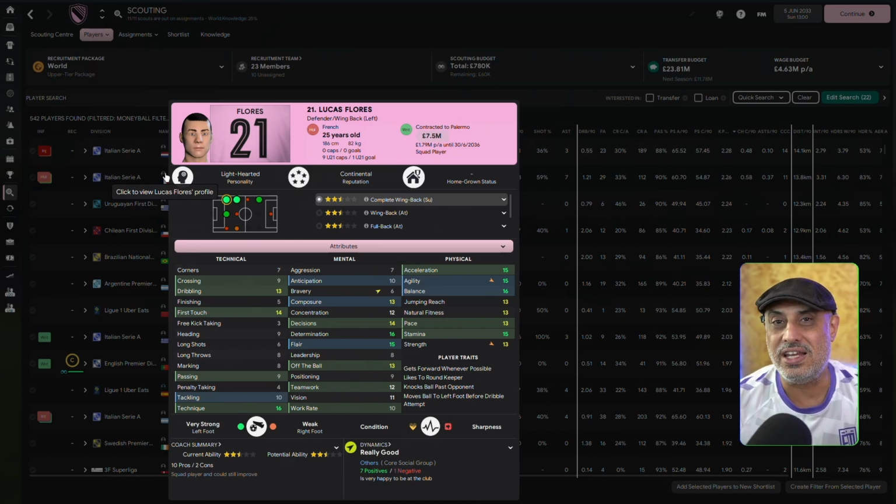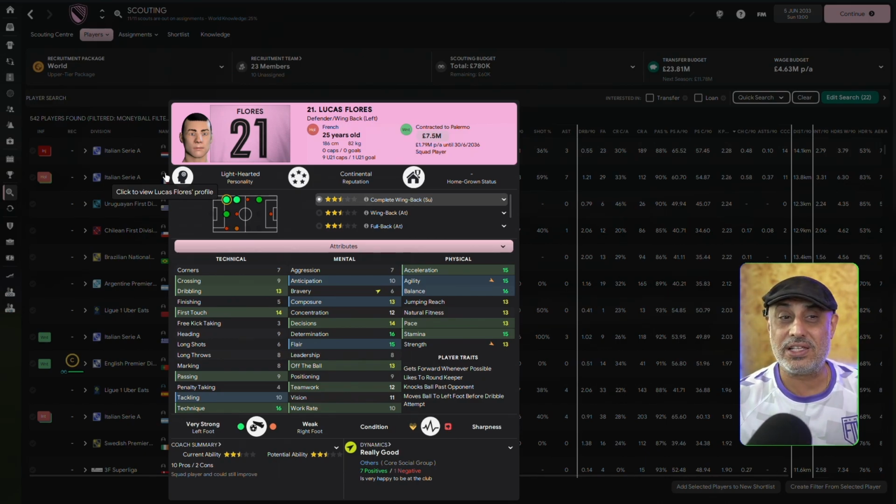Nothing in here indicates to me, if I were playing the game for the first time, that this player is going to create loads of chances for me. Look at his attributes. His passing is less than 10. His crossing is less than 10. His bravery, well, who cares about bravery when you're a fullback, right? But his anticipation is 10. His concentration is 12. He's got great agility. He's got fantastic acceleration and balance, and he can dribble.